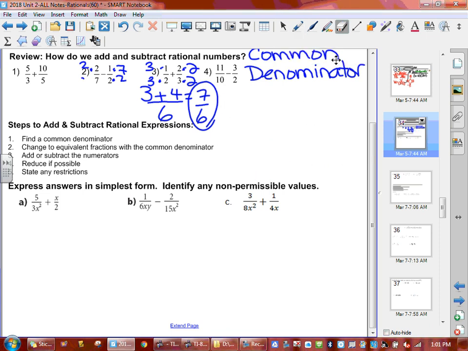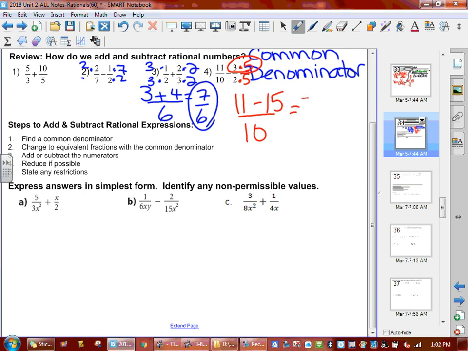Now we're just going to take a look at number 4. So, number 4, this one, I don't have to multiply both bottoms because 10 can be my common denominator. Sometimes you get expressions where you don't even have to touch one of them. And this is one of those. So, I would only multiply the right-hand side, times them both by 5. That's going to give me my common denominator of 10. And over here, I have my 11. And then these two have to multiply to give me my negative 15. That's going to give me a negative 4 over 10, which reduces to negative 2 over 5.